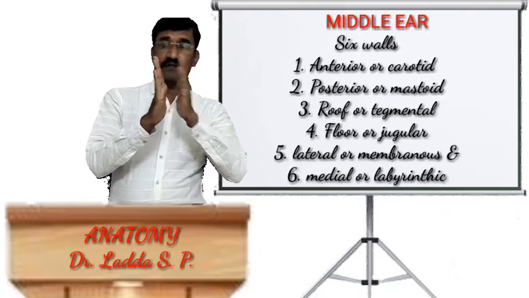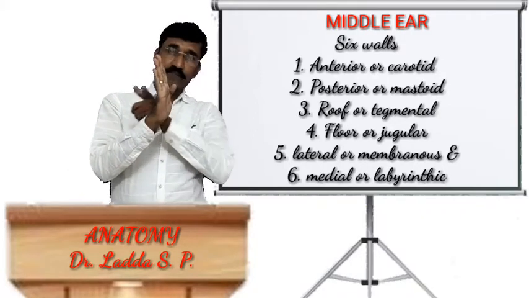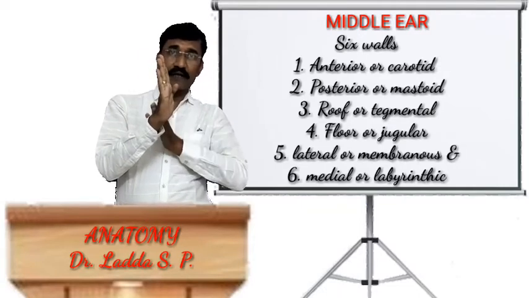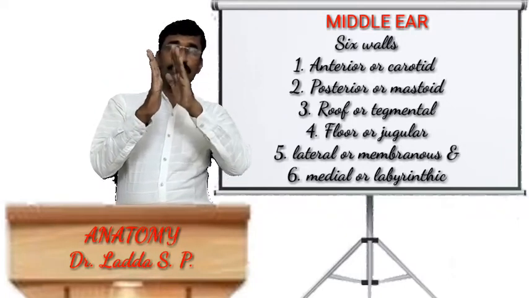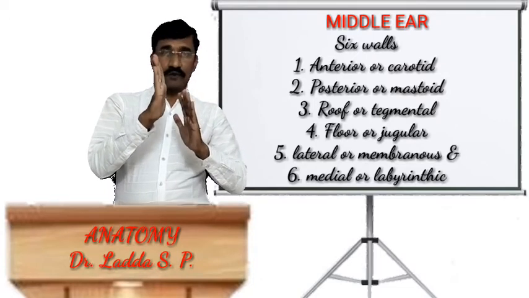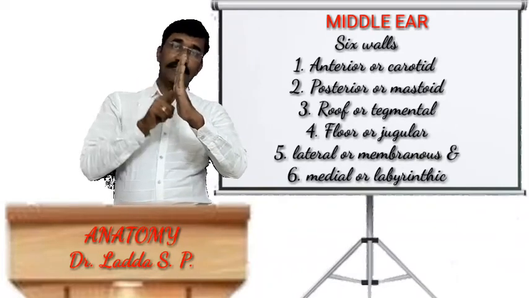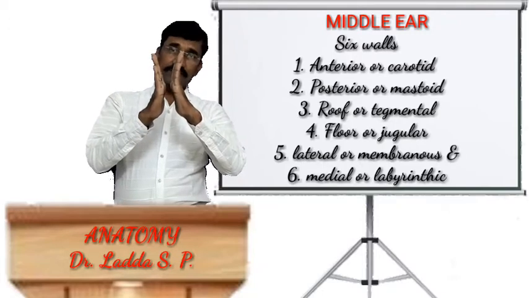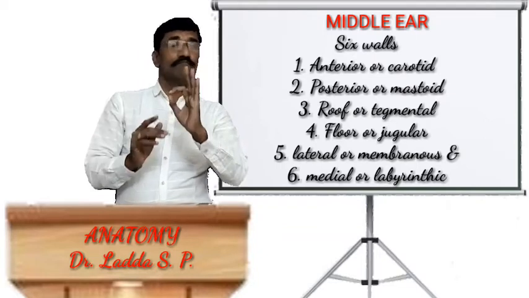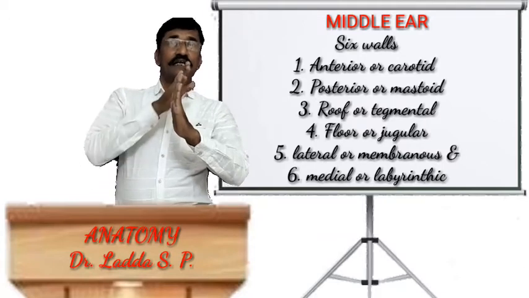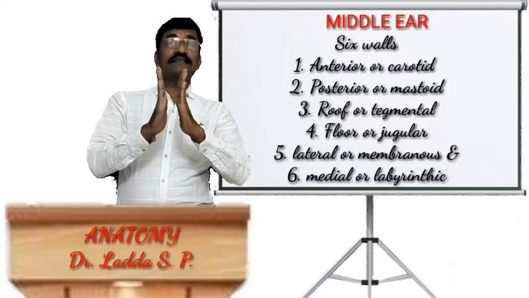Now the remaining two, one is lateral, one is medial. The lateral wall, we know, is a partition between the middle ear and the external ear, and it has the tympanic membrane. So this wall is termed the lateral wall or the membranous wall. And lastly, the medial wall. The medial wall works as a partition between the inner ear and the middle ear, and we know the inner ear is known as the labyrinth. So this is the wall known as the labyrinthic wall.